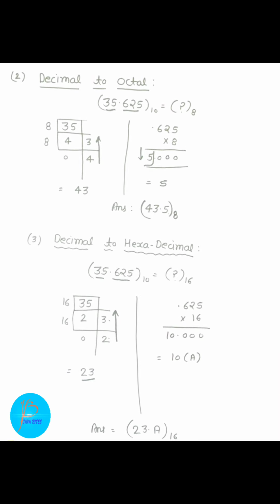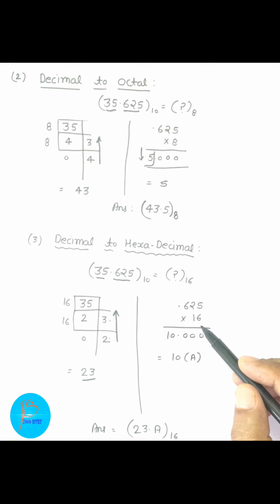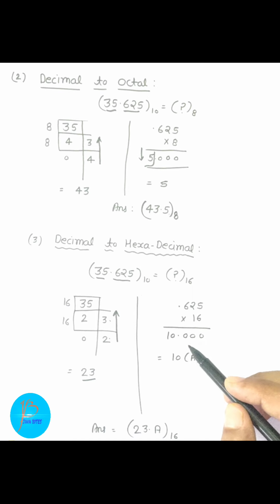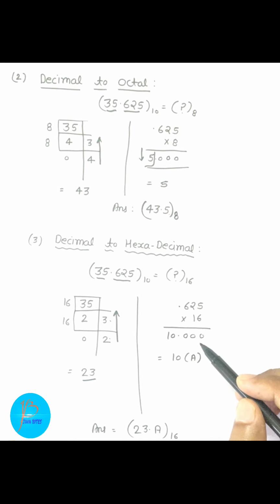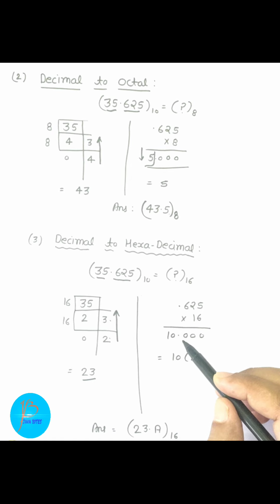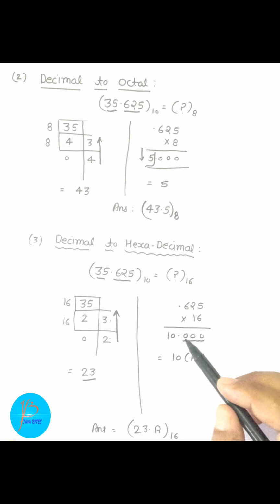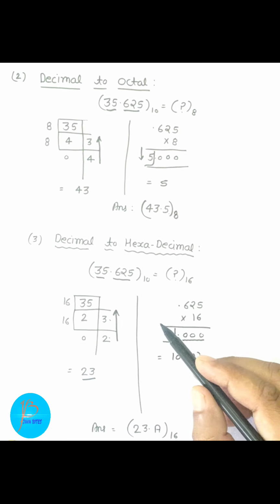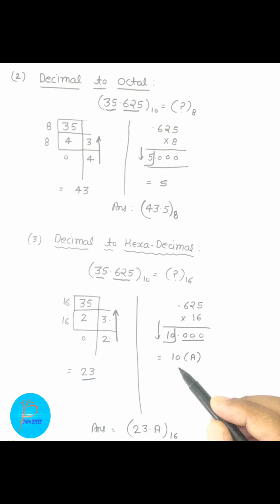After that you will solve the fractional part, which is 0.625. So 0.625 multiplied by 16, and your answer will appear as 10.000. Again, children, we can see that in the first step itself the fractional part turns to 0, so there is no need for further calculation, and you copy down the integer part as 10.